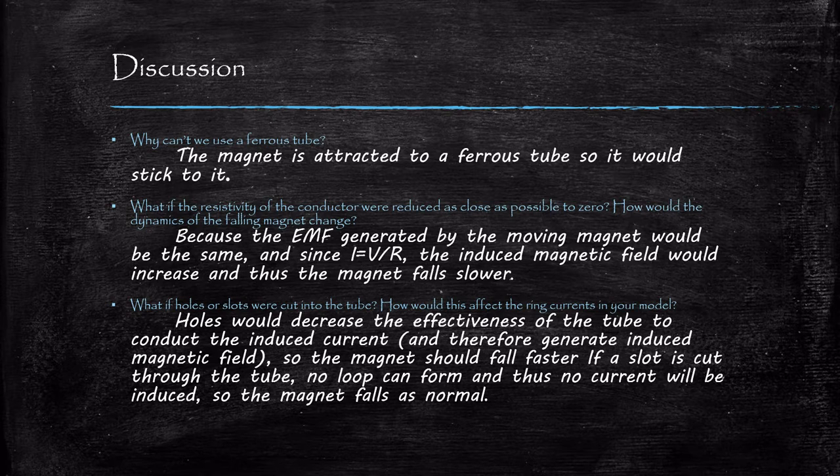What if holes or slots were cut into the tube? Holes would decrease the effectiveness of the tube to conduct the induced current, and therefore reduce the induced magnetic field, so the magnet should fall faster. If a slot is cut through the tube, no loop forms inside the tube, so there is no current, and therefore no magnetic force, so the magnet just falls as it normally would.